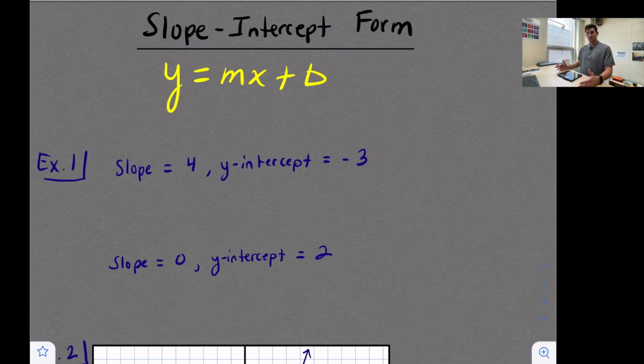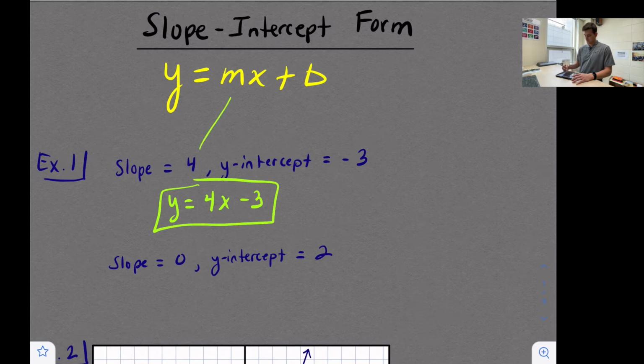They give us the number for the slope, they give us the number for the y-intercept. Simply, we just substitute those values in. So for the first one, we see that the slope is 4, and the y-intercept is -3, so we would say y equals 4x minus 3. We put 4 in place of m, and we put -3 in place of b. So our equation is y equals 4x minus 3.